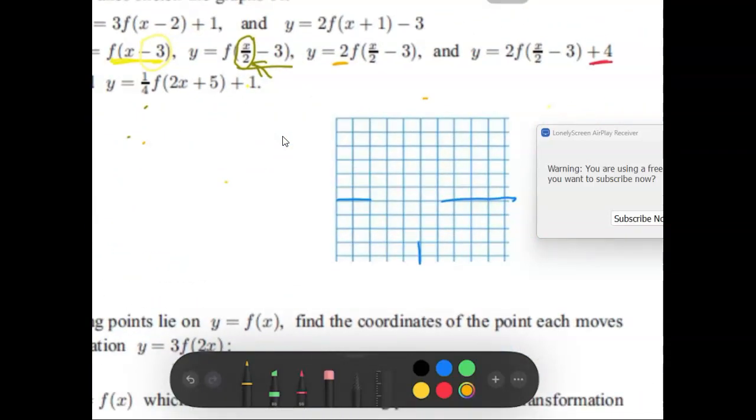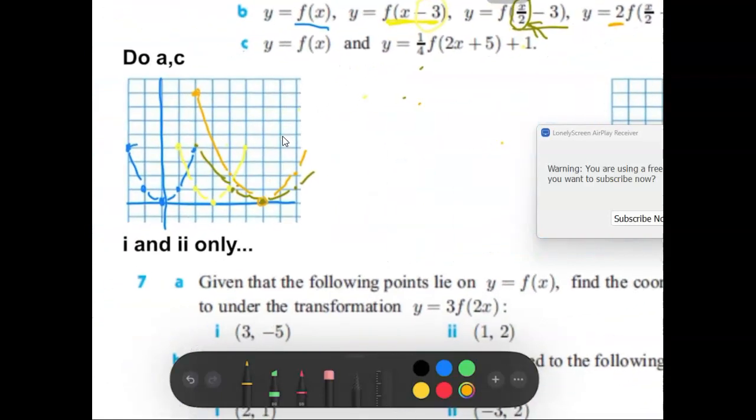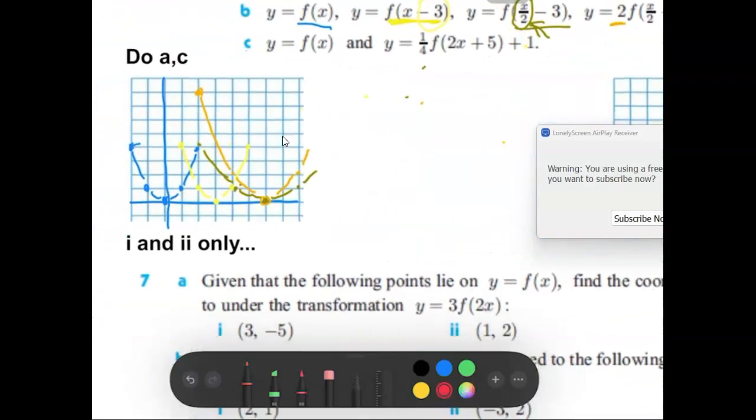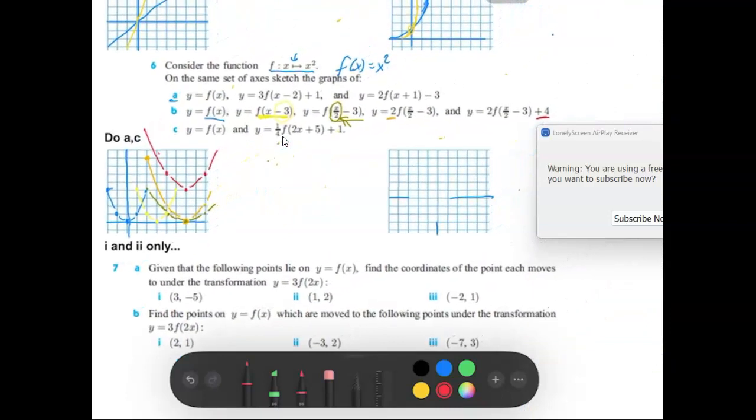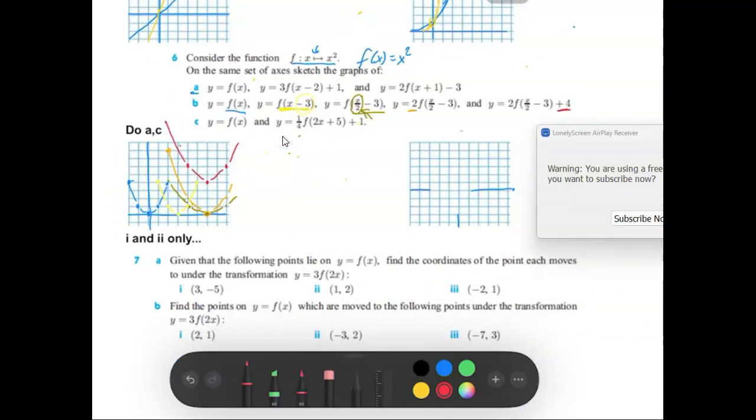And the red step is I'm going to shift everything up by 4. One, two, three, 4. 1, 2, 3, 4. This is off the screen. Okay? All right, so that was B.